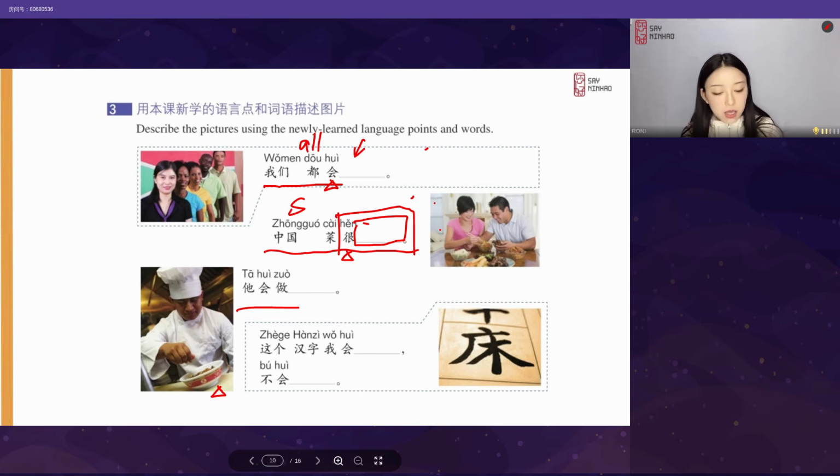Okay, last one. 这个汉字我会 what? 不会 what? Okay, another way. We can put verbs after 会, right? So you can say 我会写不会读 or 我会读不会写. 读 means read, 写 means write, okay?